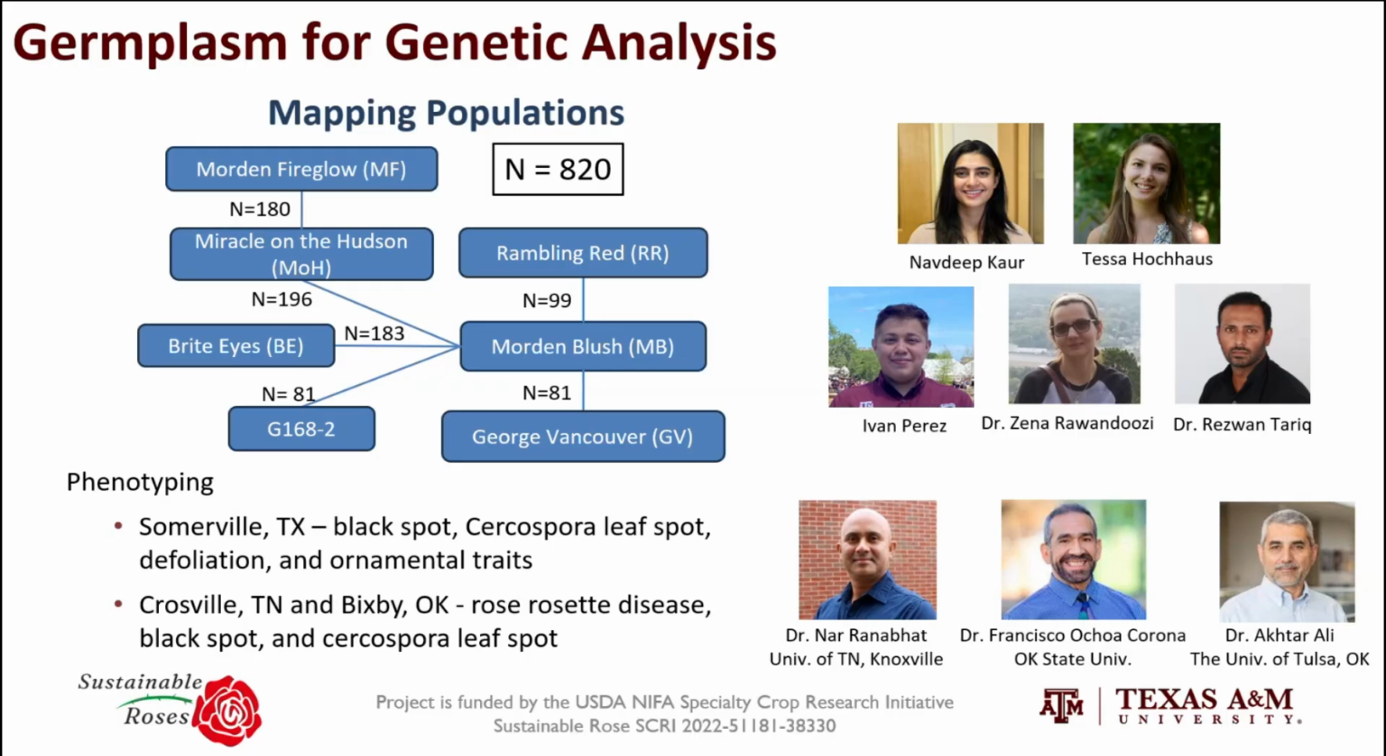And we have here our handsome collaborators at the bottom, Nar, Francisco, and Nectar. And we value very much their collaboration to get us access to other environments with mapping populations that are planted, again, in Texas, Tennessee, and Oklahoma as well. All 3 locations have those populations.